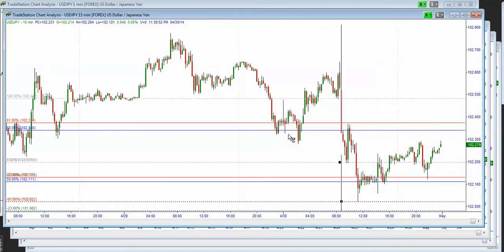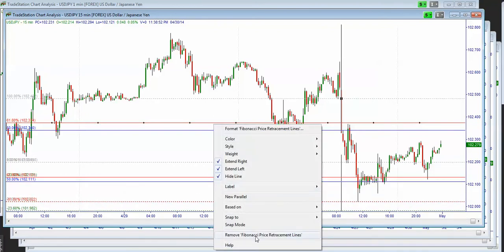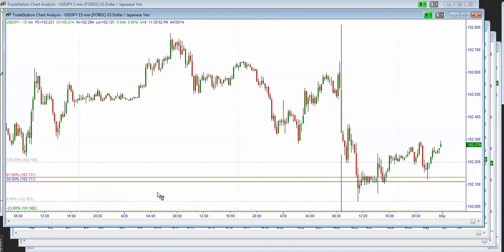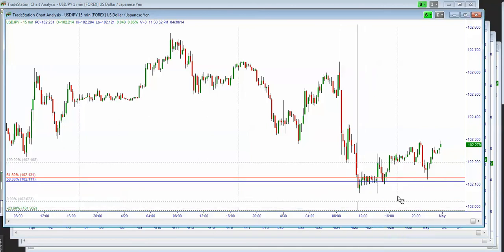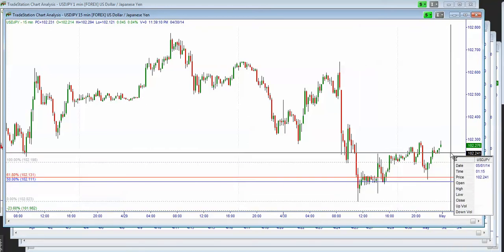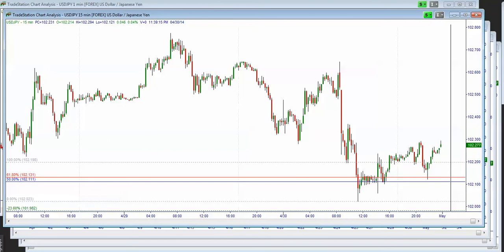So the entry here, if you looked at the 15 minutes, was entering 102.14 with a stop below 102.01, which would have been actually 13 pips risk here, and this would have given you a free risk trade.